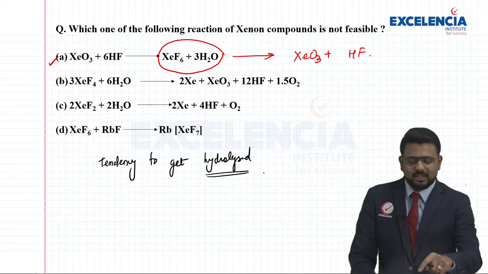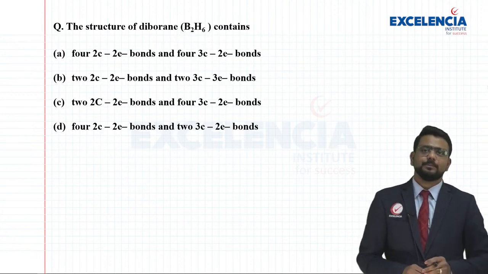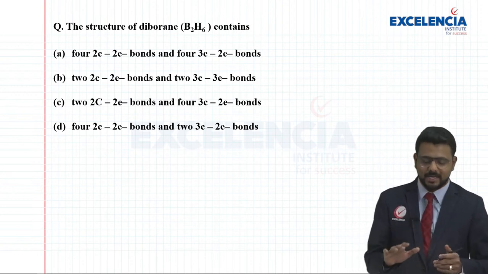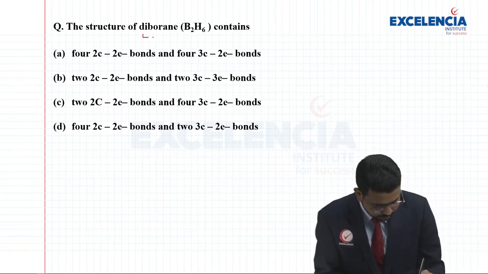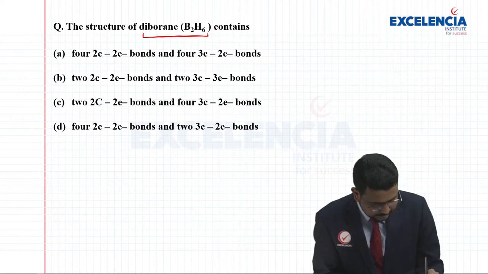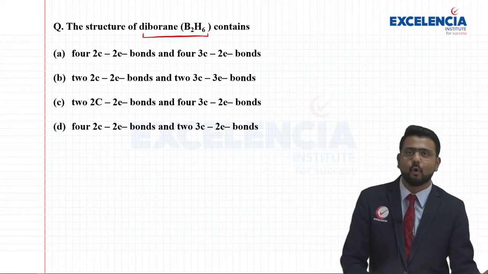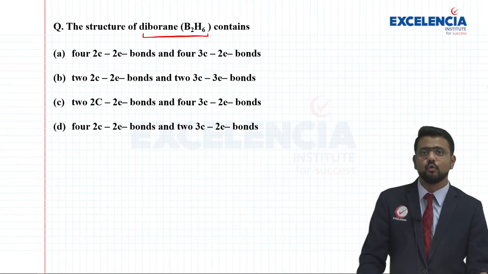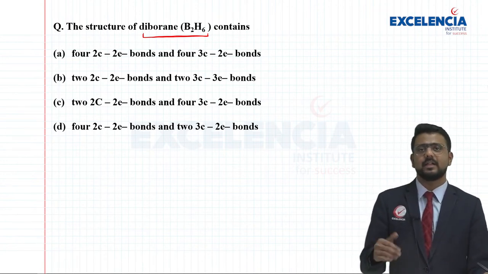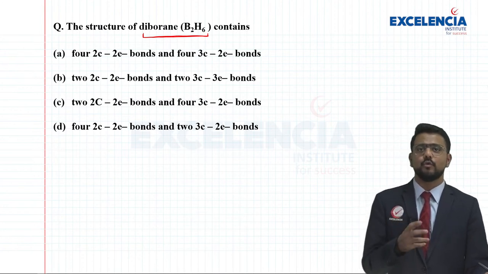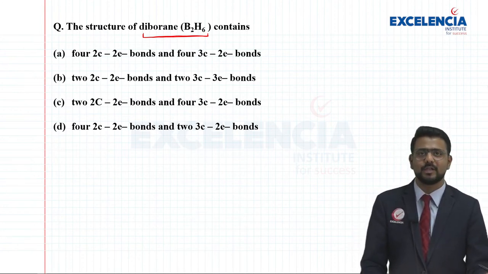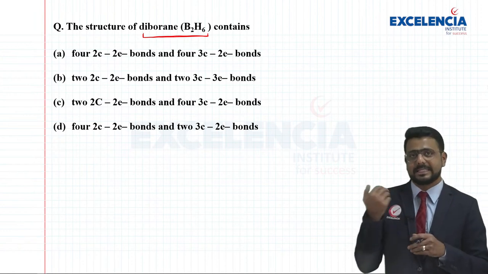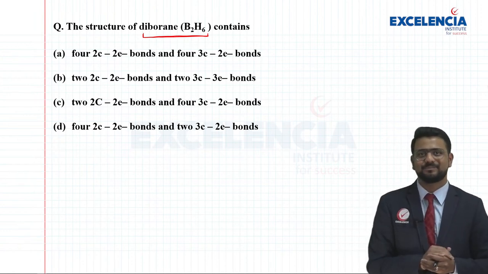Moving on with the next question here. The structure of diborane, which is nothing but B2H6. It contains any of these options like 4, 2C, 2E. Now, what is the meaning of 2C? I'm sure you know it. 2 center and 2E, when I say it is 2 electrons. So 2C, 2E bonds and 4, 3C, 2E bonds. Likewise, you are having different variations of the centers and the electrons.